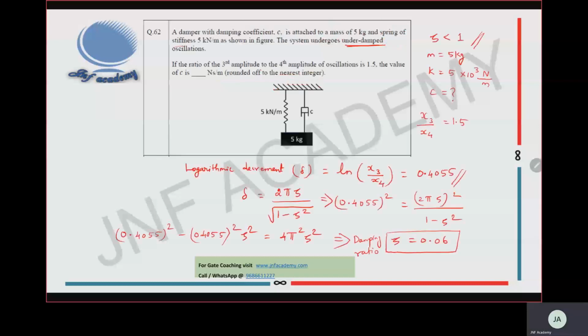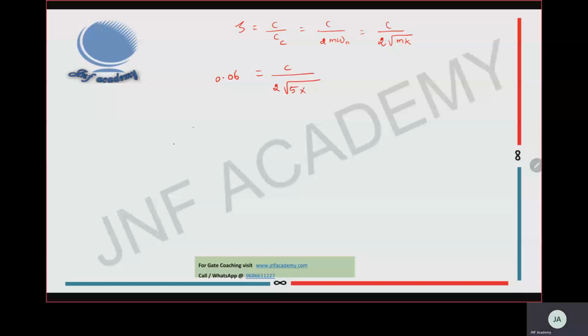So once we found out this damping ratio, I can use this formula: C by Cc. Cc is nothing but 2m omega n. I can use an alternate formula for this, 2 root of mk. Our zeta value is 0.06, C is the unknown value, mass value is 5 kg, into 5 into 10 power 3. Okay, now we will simplify this.